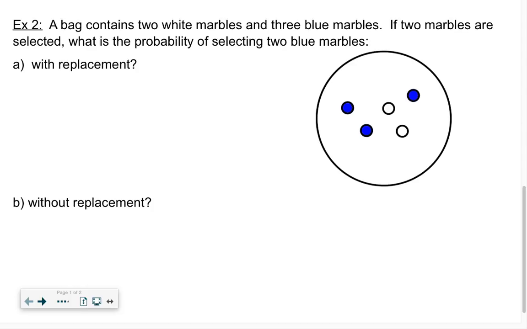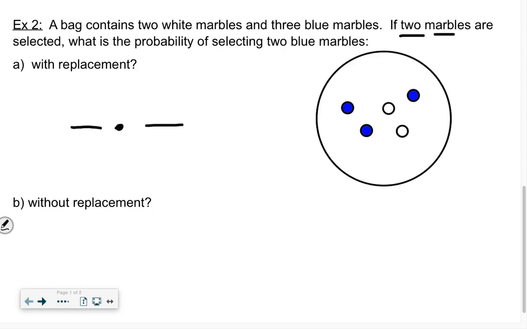And we have 2 different cases that we're looking at. The first one is we're going to have replacement with the first one. So again, let's go back to the original idea. How many marbles are we selecting? Well, we are selecting 2 marbles. Therefore, how many fractions do we need to set up? Well, we need to set up 2.